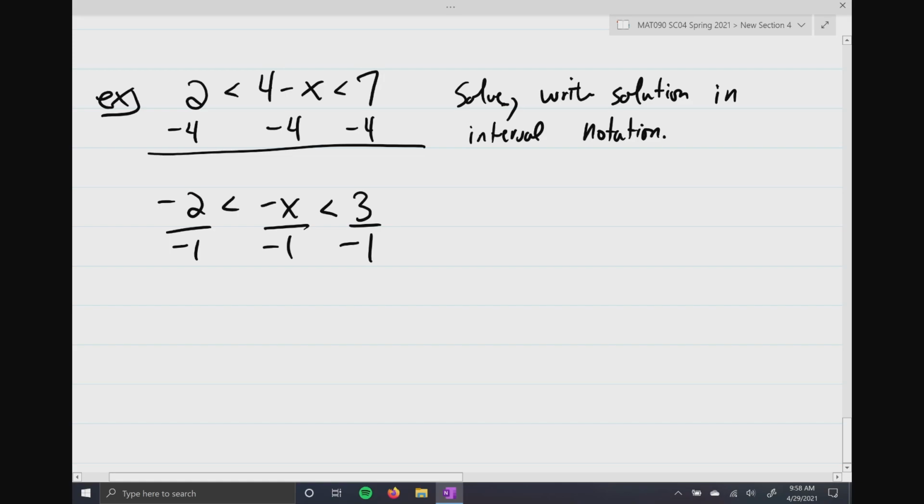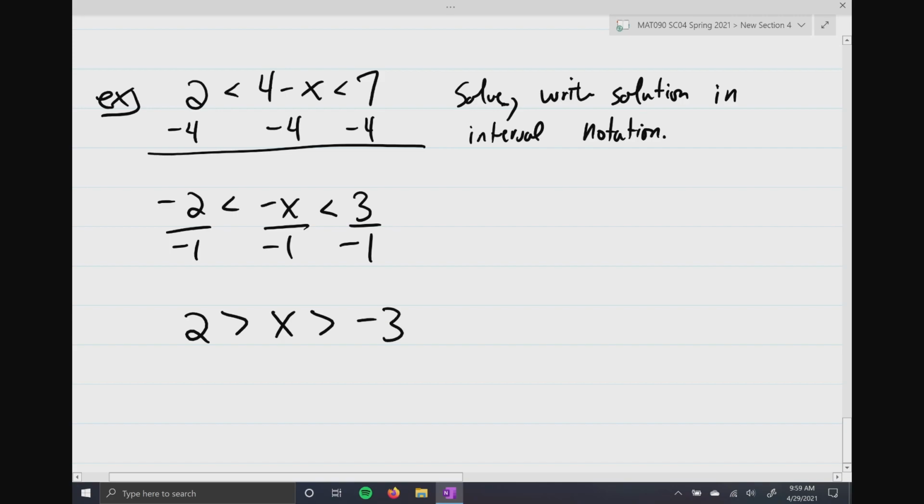What happens to my inequality symbols when I divide by a negative number? Very good, they switch. So I get negative 2 divided by negative 1, which is positive 2. The less than switches to a greater than. In the middle, I get positive x. The less than flips to a greater than. And 3 divided by negative 1 is negative 3.